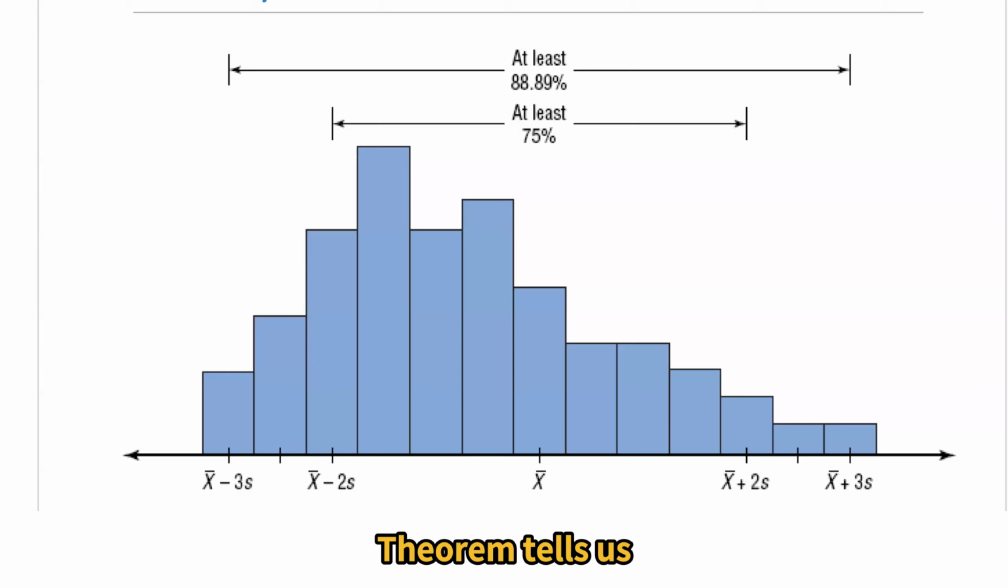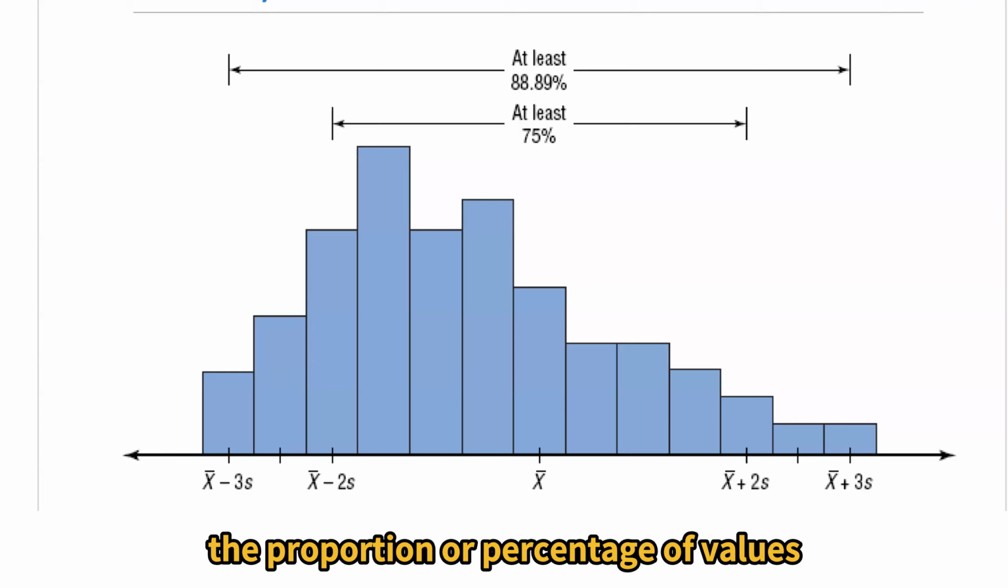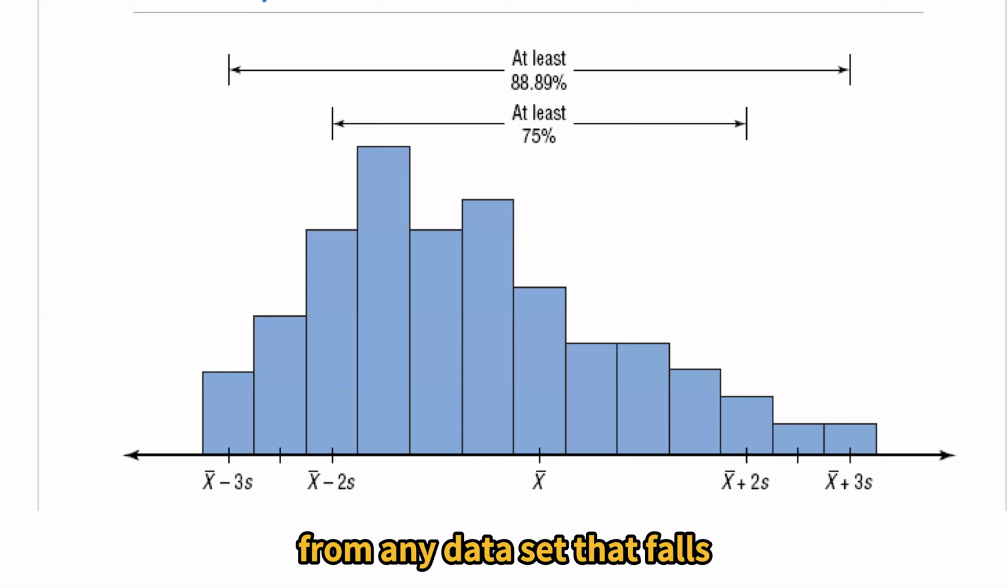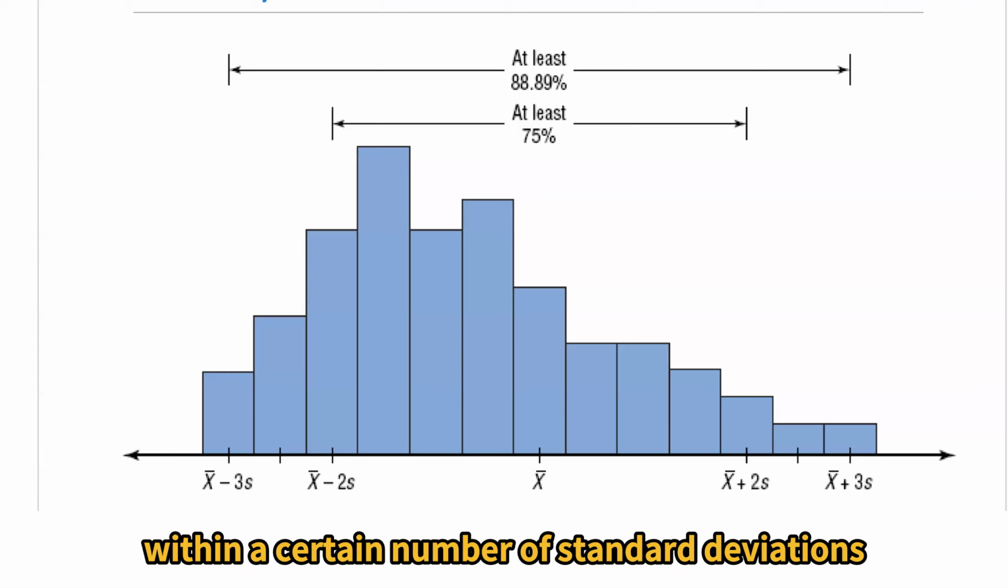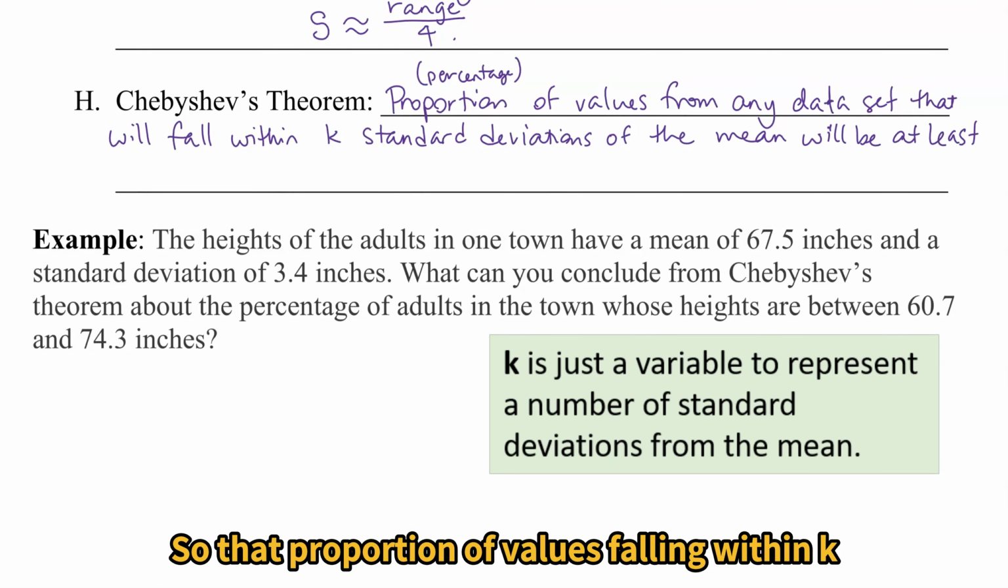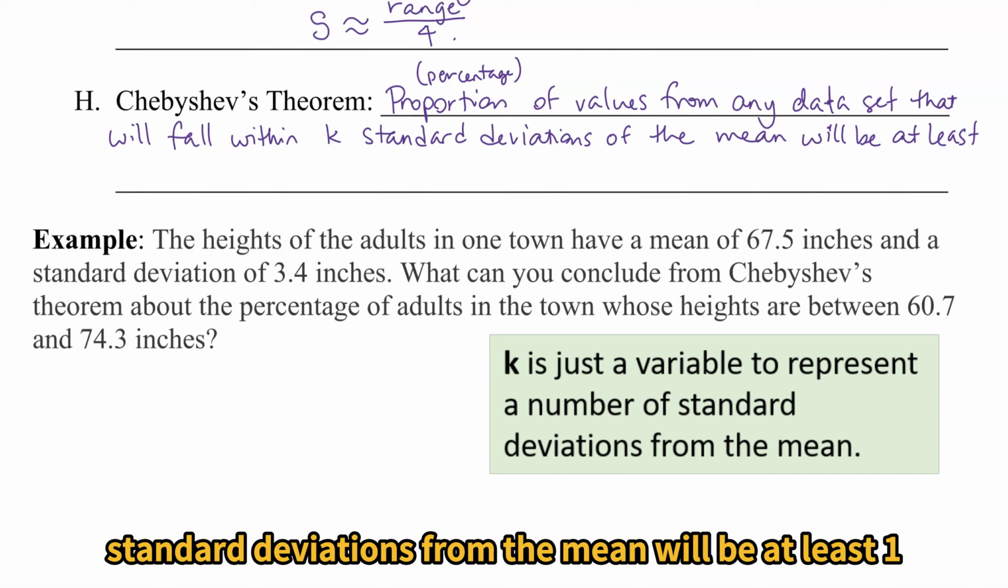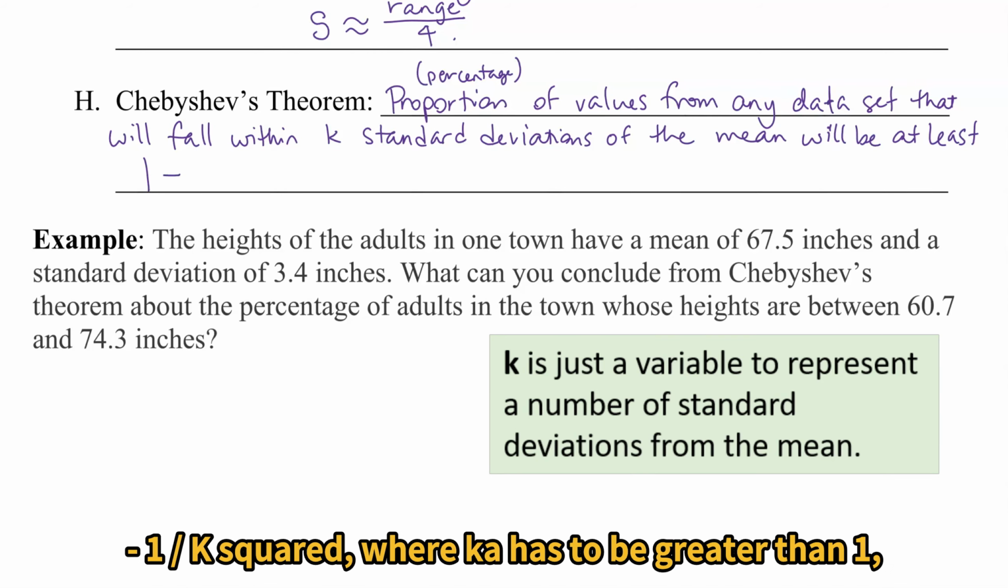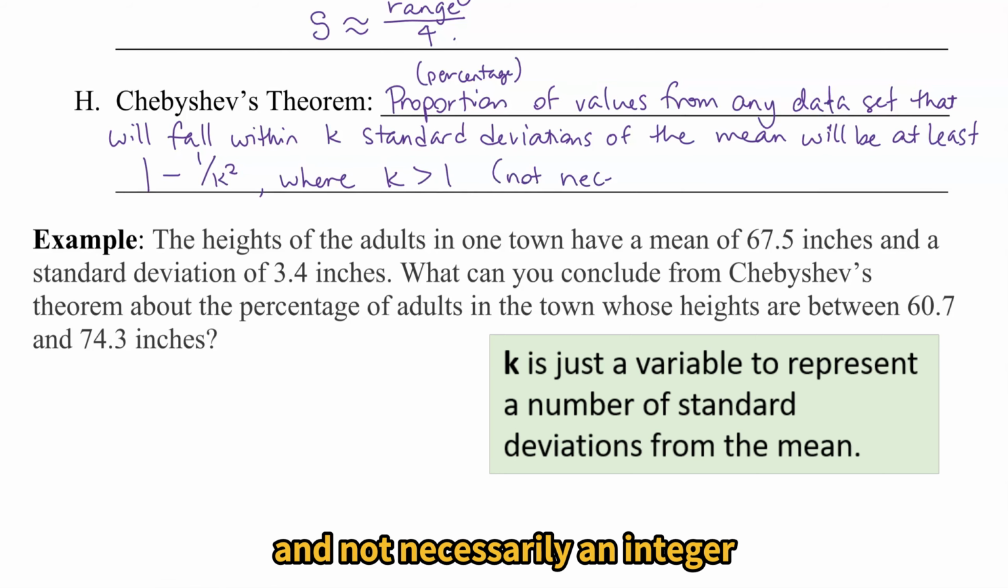Chebychev's theorem tells us the proportion or percentage of values from any data set that falls within a certain number of standard deviations from the mean. So that proportion of values falling within k standard deviations from the mean will be at least 1 minus 1 over k squared, where k has to be greater than 1 and not necessarily an integer.